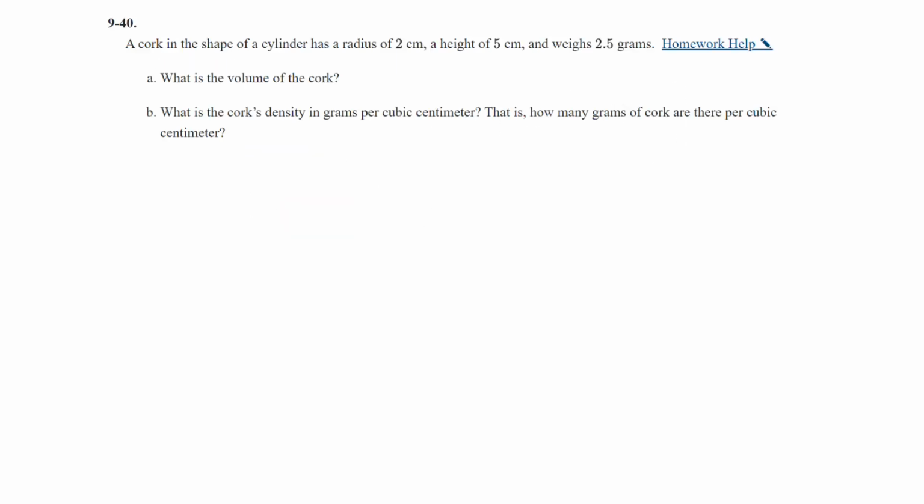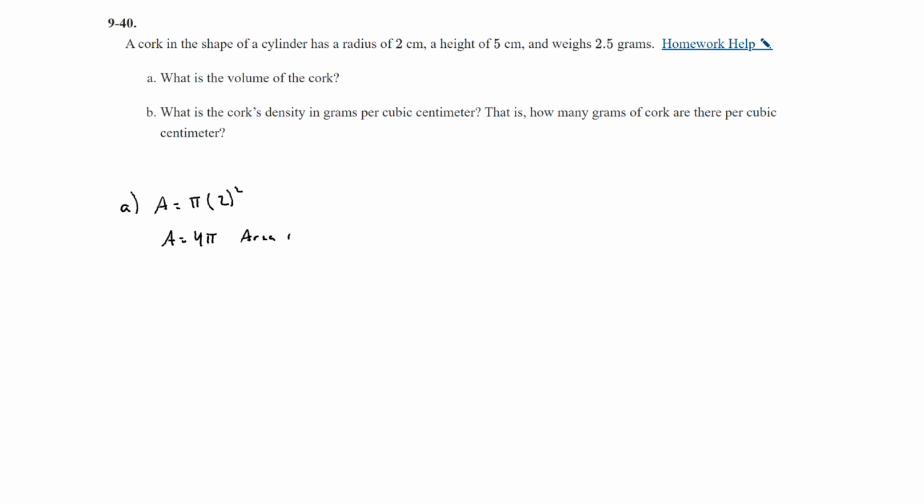Question 40. A cork in the shape of a cylinder has a radius of 2 centimeters and a height of 5 centimeters and weighs 2.5 grams. What is the volume of the cork? All right, so volume, it's cylinder, so we need the base. That's a circle, so pi r squared. The radius is 2. So we know that the area of the base is 4 pi.